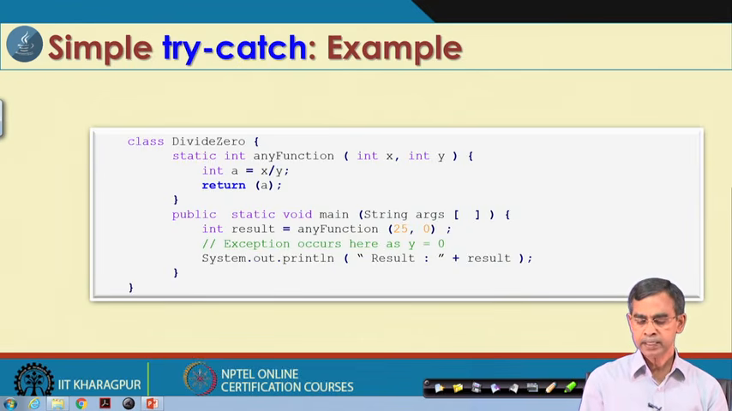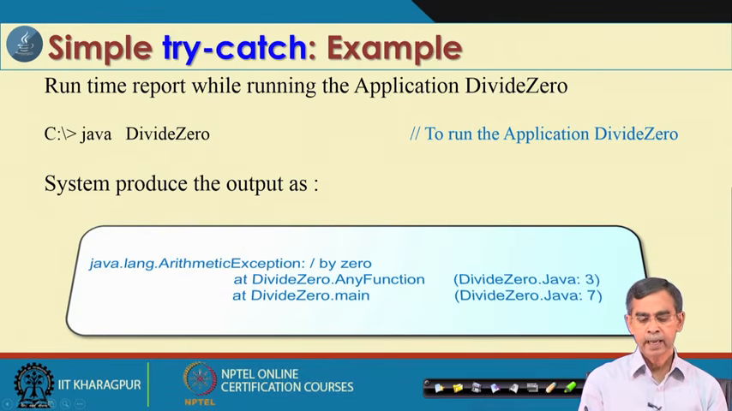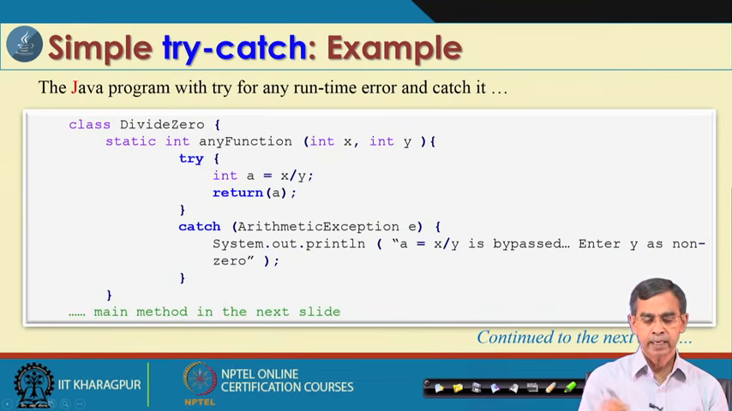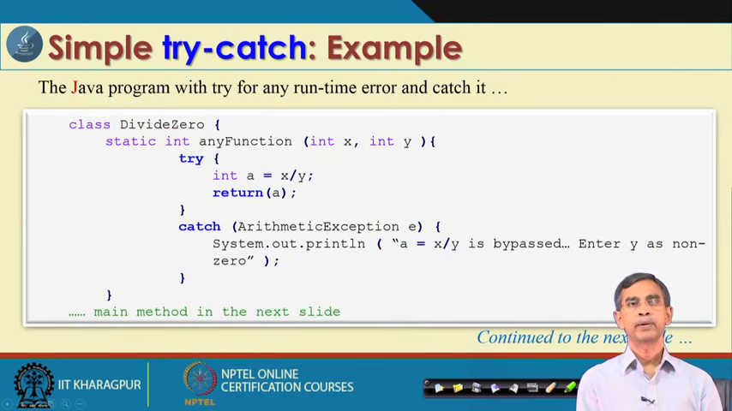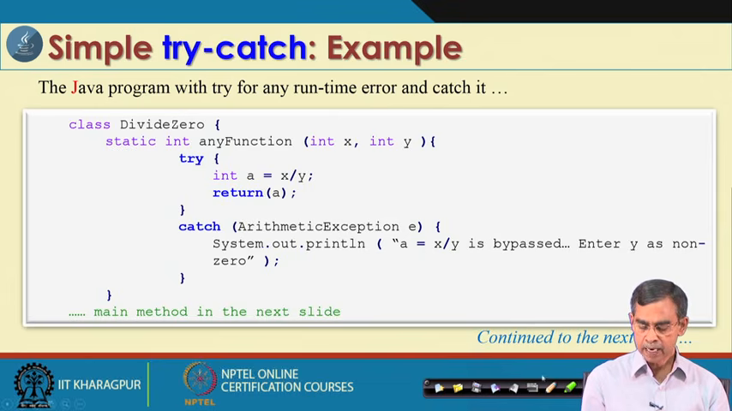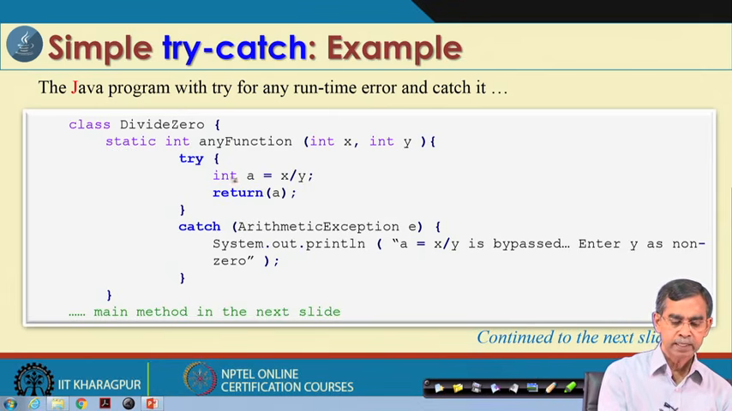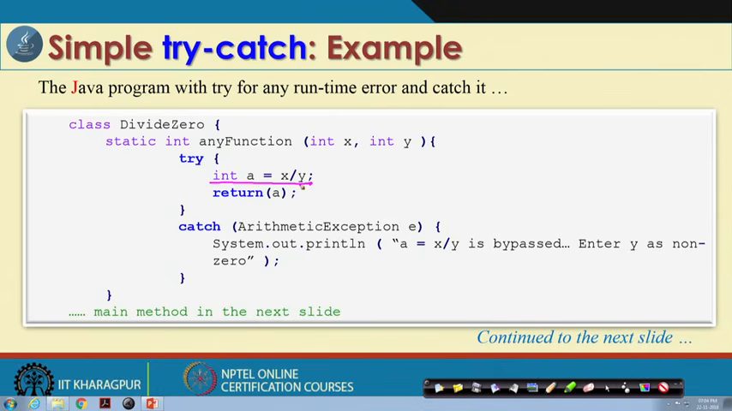So, what is the way that this program can be made robust? Here is one possible input that will usually work, but sometimes it may not work, and here is an attempt to make the program robust. How have we done it? If you see, this is the very critical code.